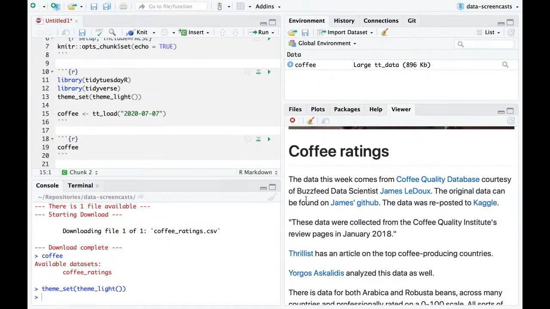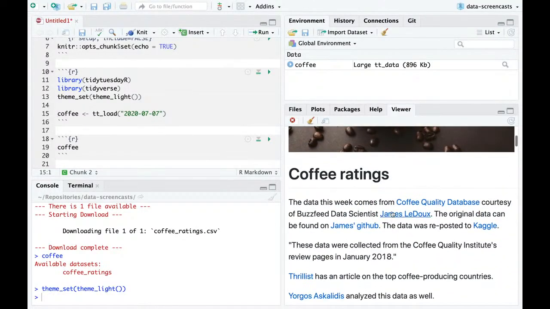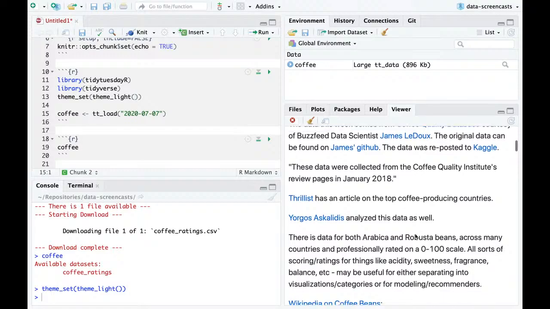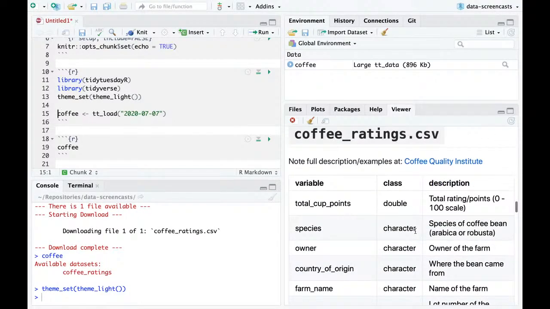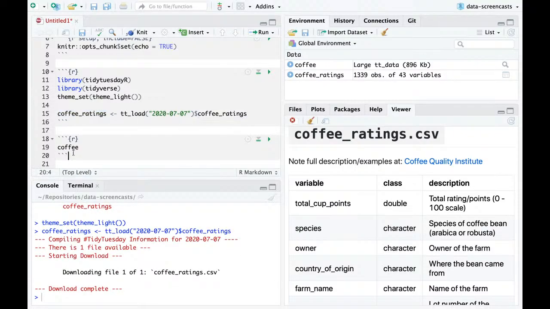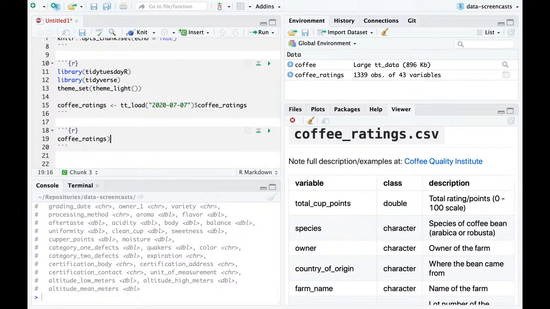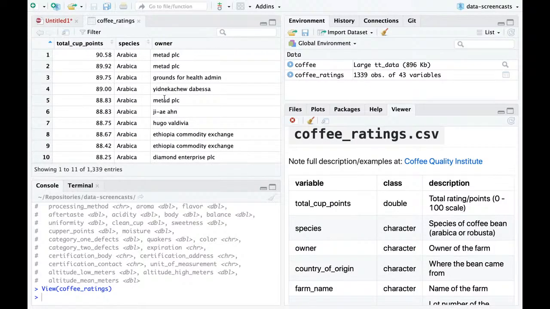All right, so this comes from BuzzFeed data scientist James LeDoux, and it's been published on Kaggle. Today there's one data set, so I'm going to call it coffee_ratings.csv and pull out coffee_ratings, and we're going to view it. Last week we had so many data sets, but this week just one.